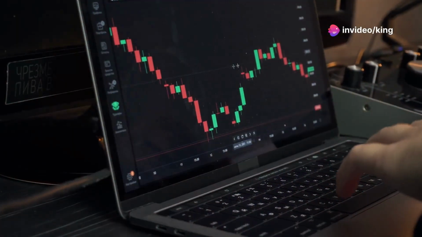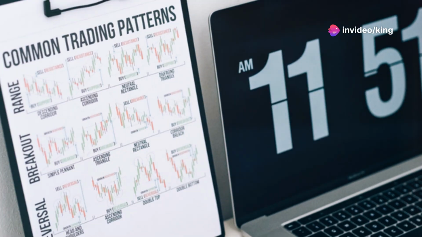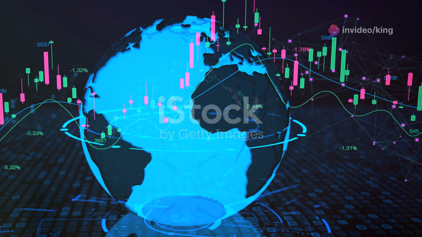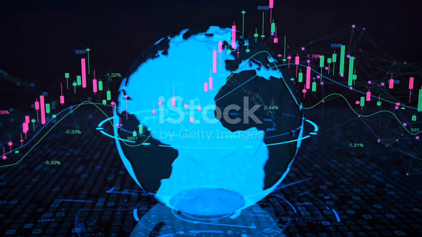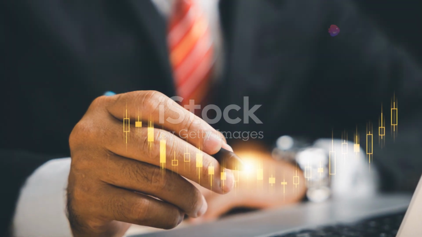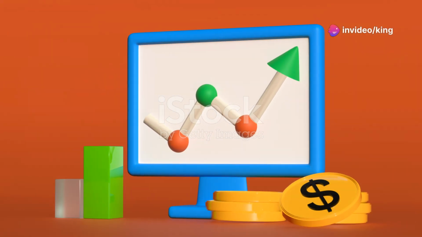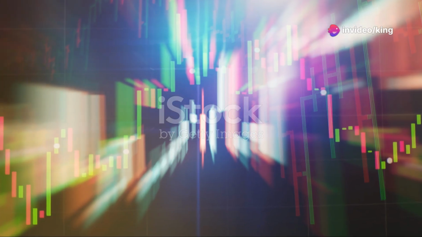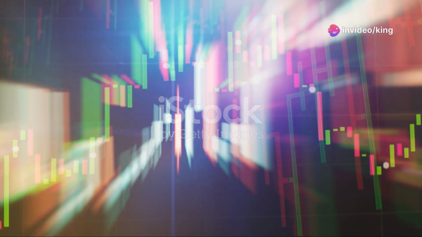Reading a 5-minute chart effectively takes practice. You'll need to look for patterns and trends. Support and resistance levels are crucial on this time frame. They can provide valuable entry and exit points. Volume indicators can also be helpful on a 5-minute chart. They show the intensity of buying or selling pressure.